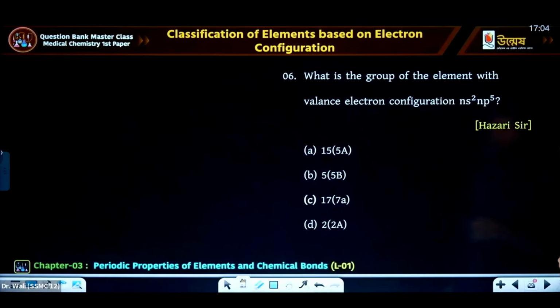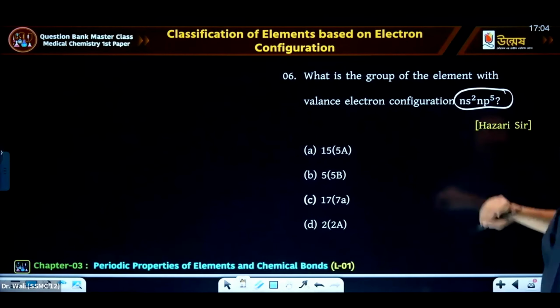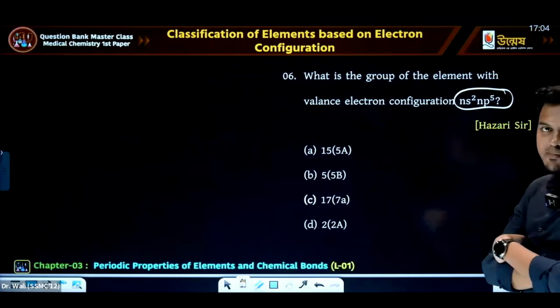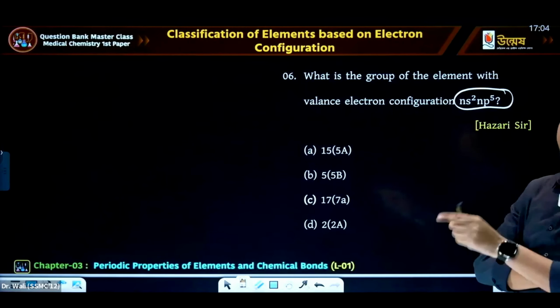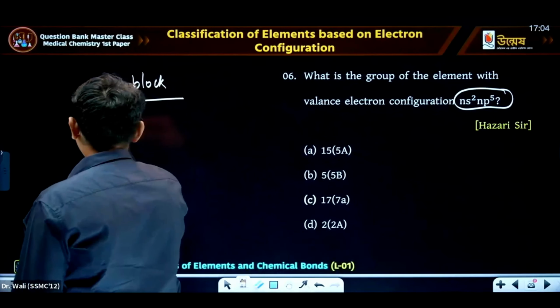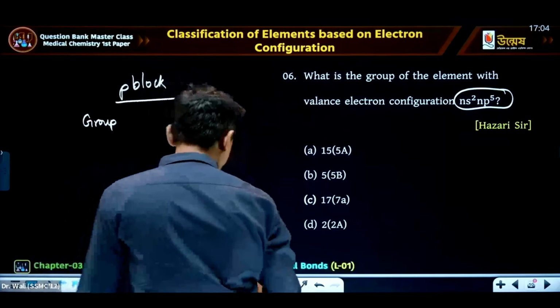Next question, what is the group of the element with valence electronic configuration of ns2 np5? If we see such a valence electronic configuration, then we should sum up the electron number to determine the group. But we have to add 10 for this. For p block elements, the group number can be determined this way.